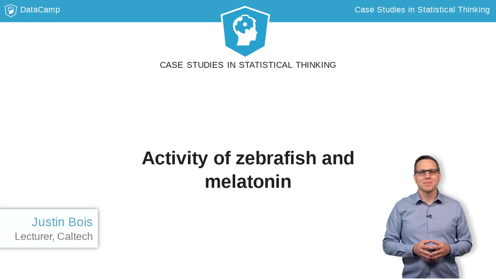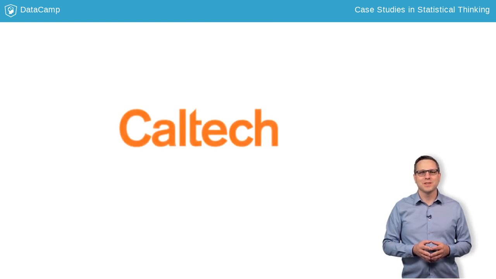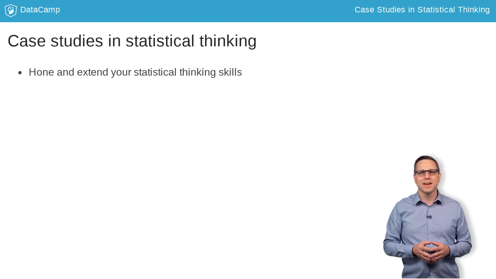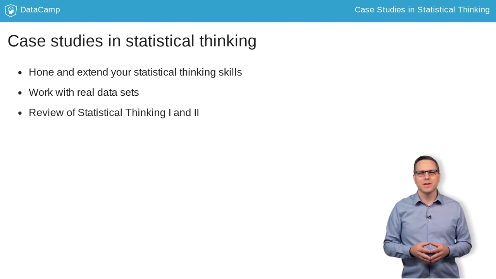My name is Justin Bois, and I'm a lecturer in the Division of Biology and Biological Engineering at Caltech. My goal for you in this course is to hone and extend your statistical thinking skills by working through real data sets. Before we dive into the two main case studies, it is important to review what you have learned in Statistical Thinking 1 and 2.